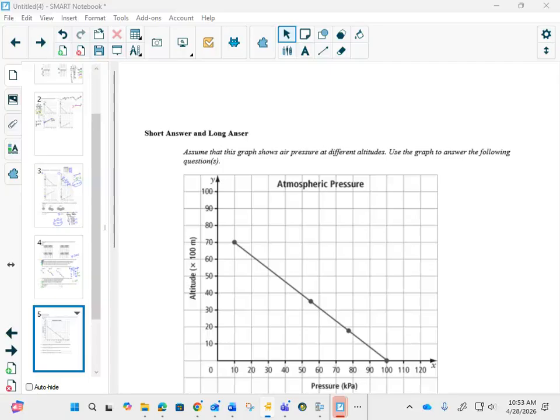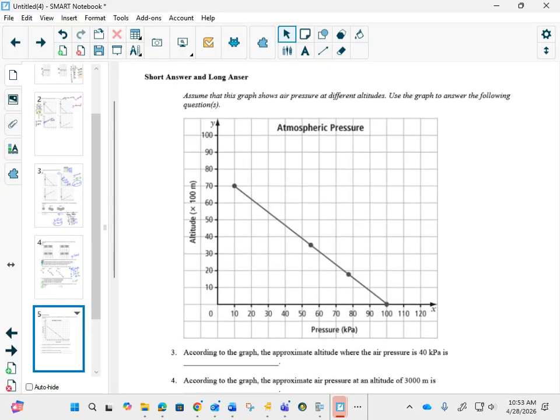Assume that this graph shows air pressure at different altitudes. Use this graph to answer these questions. According to the graph, the approximate altitude where the air pressure is 40. So we're going to show our work. I'm going to underline this. Air pressure is 40. Is air pressure on the Y or on the X? Air pressure is on the X. So I go to 40, and from 40 I go up until I hit the line, which I hit right here.